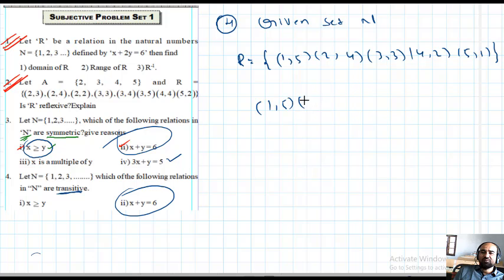Checking for transitive, (5,1) should be there. (5,1). (1,5), (5,1). What should be there? (1,1) should be there, but (1,1) is not there. So it is not a transitive relation.